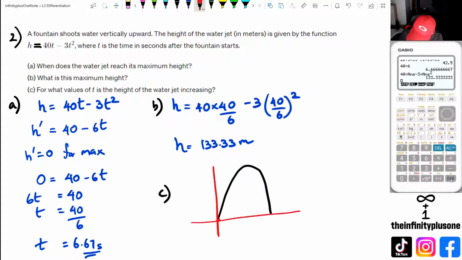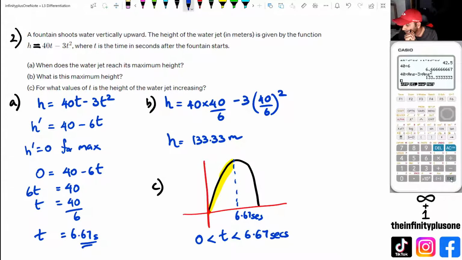So between 0 to 6.67 seconds. So Blake, you had the right values, but you had h there, and that's got to be t, not h, because h is the actual height. It's all right. We learn, my friend, we learn.